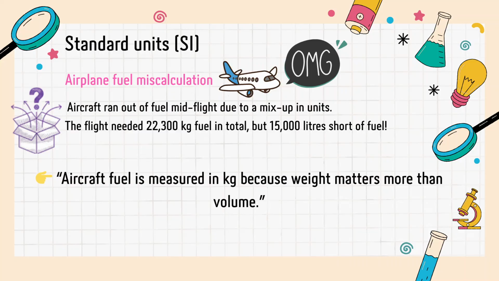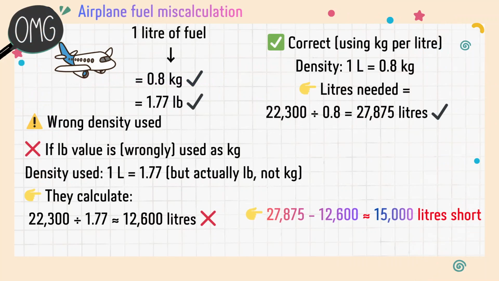Mid-flight, the plane actually ran out of fuel. Life-damaging error. A small unit mistake created a huge danger. Not engine failure, not bad weather, just confusion between kilograms and liters. That's why science uses standard units like the International System of Units to avoid confusion and errors. So a unit mix-up almost crashed an airplane. Of course, the pilot saved the people.